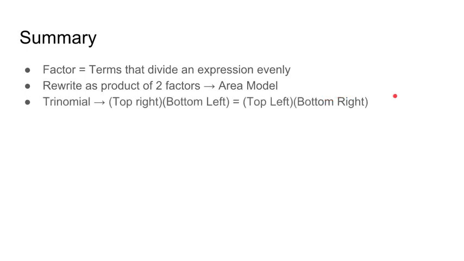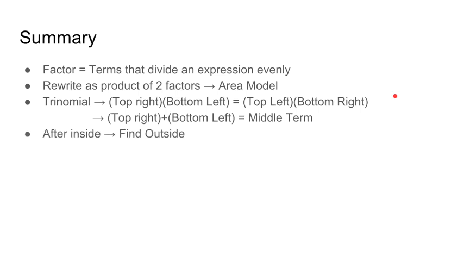When you're trying to factor a trinomial, we know that the top right times the bottom left is equal to the top left times the bottom right, and the top right plus the bottom left is equal to the middle term. After you find the inside, the areas of all the parts, you still need to find the outside, the lengths and the widths of all the parts. So after you've done that, you can rewrite your area as a length times a width.